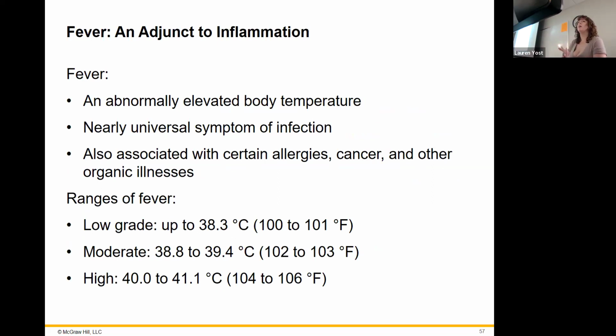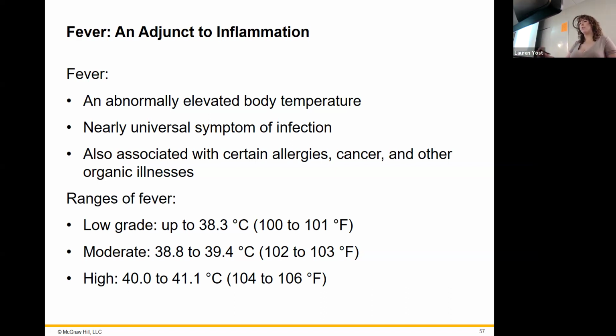All right, fevers. Fevers are part of inflammation, or at least related very closely to it. Here we have an abnormally elevated body temperature. Calor, right, is what we had with inflammation. So that happens with our whole body. Abnormally elevated body temperature is a universal symptom of infection. It's also associated with allergies, cancer, and other organic illnesses, but we're talking about the infection aspect of it.